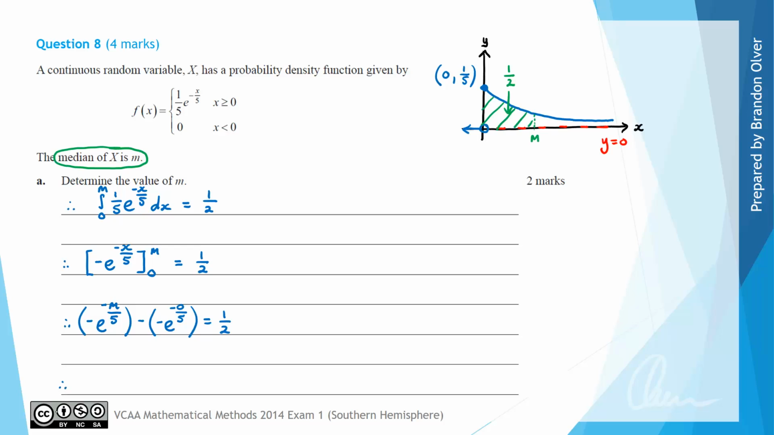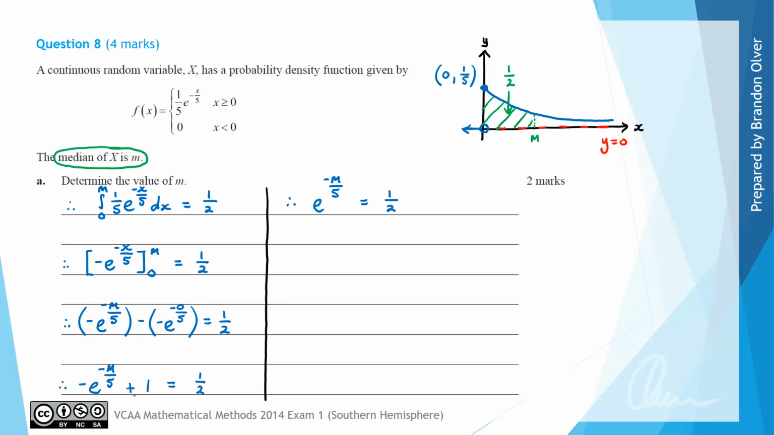So therefore, in our next line, we would have negative e to the power of negative m divided by 5. And two negatives will give this being positive, and then we have e to the power of 0, and we know anything to the power of 0 is simply 1, and that's still going to equal 1/2. So therefore we would find that e to the power of negative m on 5 would equal positive 1/2.